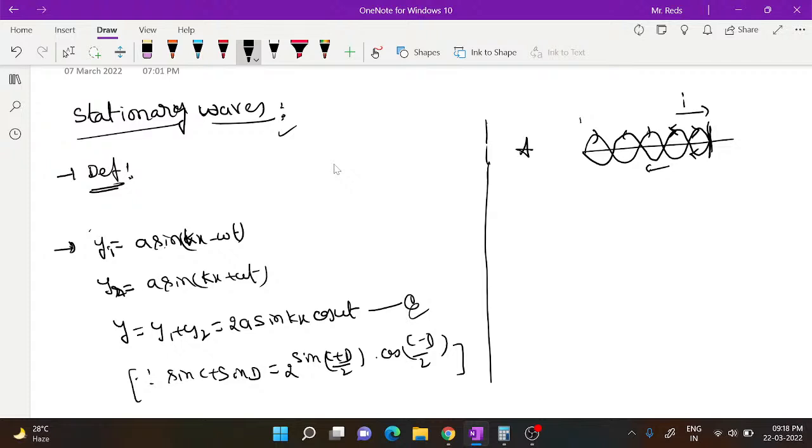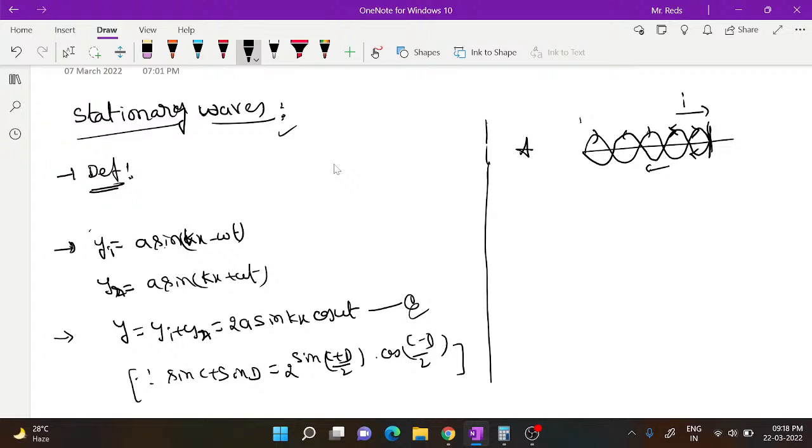Such waves, if they interfere or superpose, give a resultant wave. The resultant wave will be a stationary wave. To understand the different parameters of stationary waves, we consider the mathematical expression, using y = y1 + y2, the superposition of the incident and reflected waves. Taking a common, sin(kx - ωt) + sin(kx + ωt) is in the form sin C + sin D. Using the formula 2 sin((C+D)/2) cos((C-D)/2), we get y = 2a sin(kx) cos(ωt).